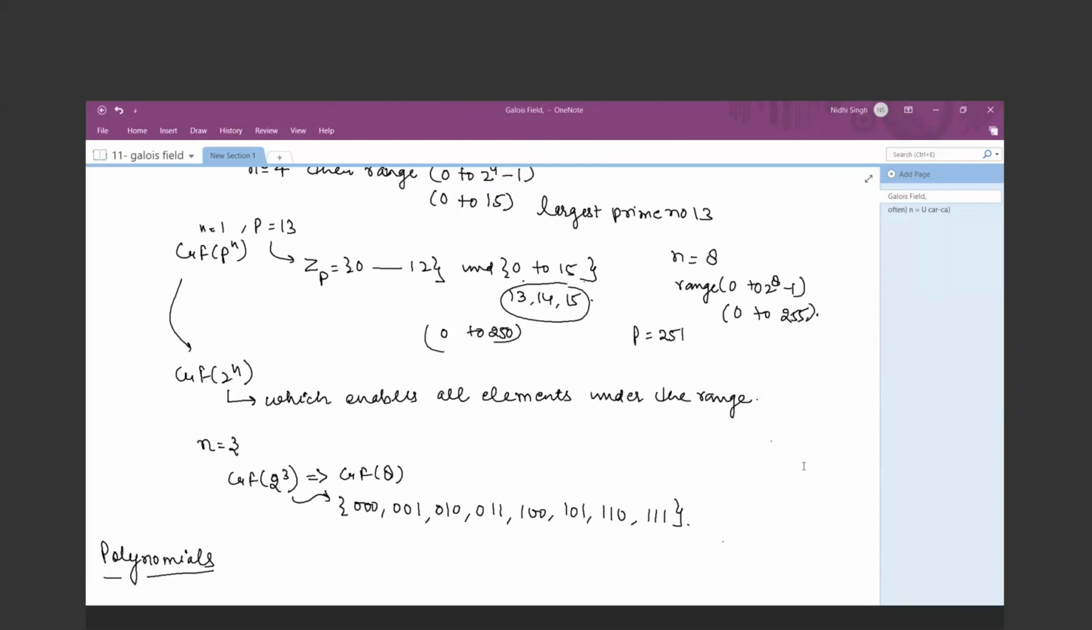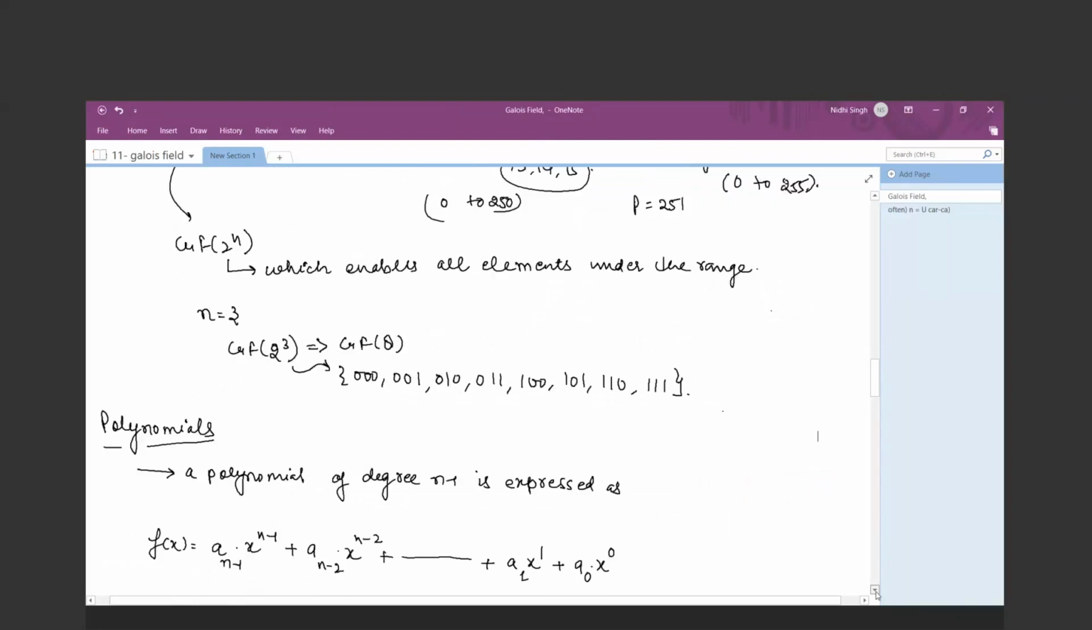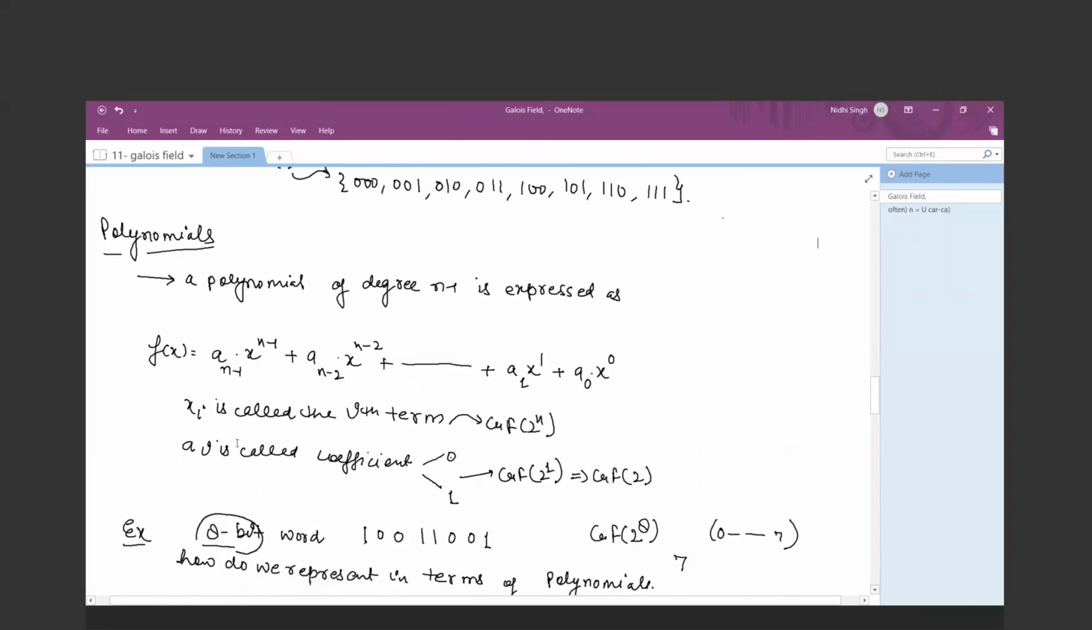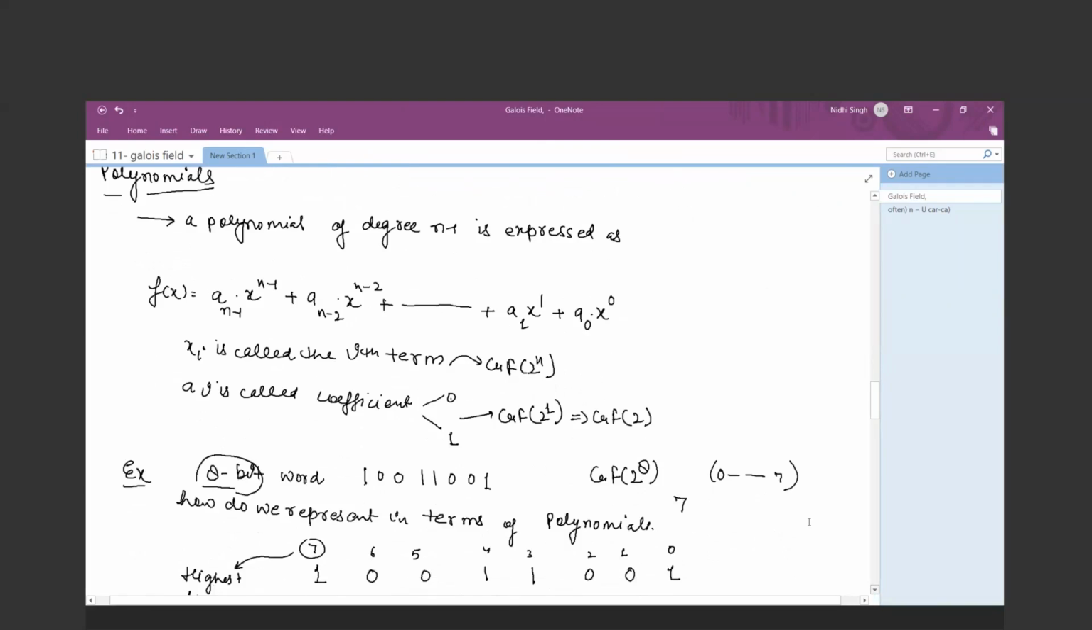So after finishing the Galois field, we learned about polynomials. So what are polynomials? Operations are addition and multiplication, and the polynomial is expressed in terms of the terms as well as the coefficients. The term is indicated by xi, and it comes under the Galois field 2 to the power n, and the coefficient ai will be associated with only two numbers, that is 0 and 1, and because these are only two numbers, it will be concerned with the Galois field 2, where n equals 1.